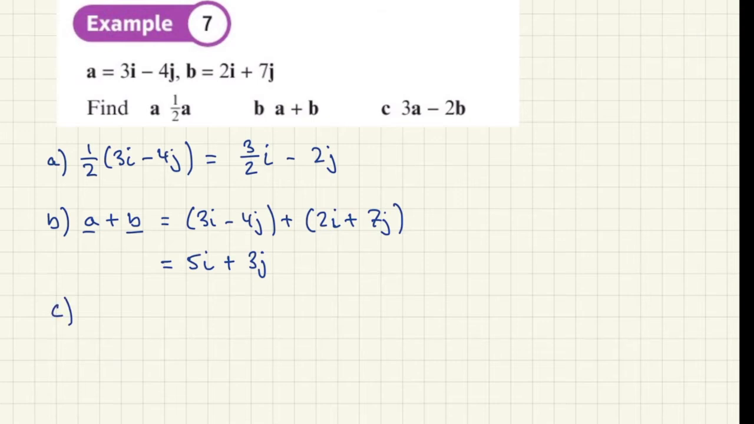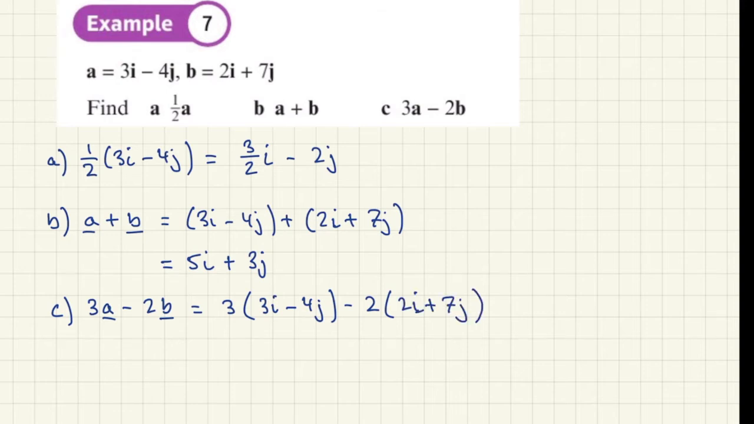For part C, we're asked to find 3A minus 2B. So first, I'm going to find 3 lots of 3i minus 4j, and then subtract 2 lots of 2i plus 7j. If we multiply out, we get 9i minus 12j minus 4i minus 14j. We're left with 9i minus 4i, which is 5i, and minus 12j minus 14j, which is minus 26j.